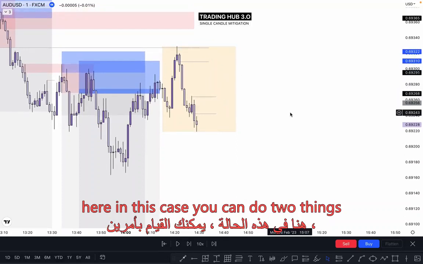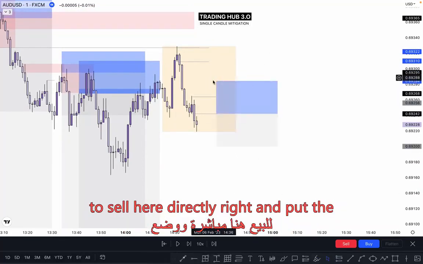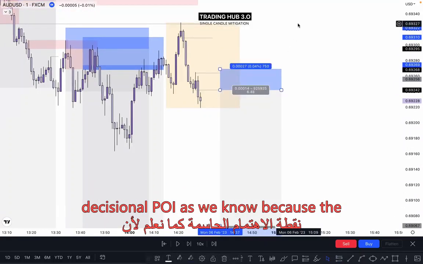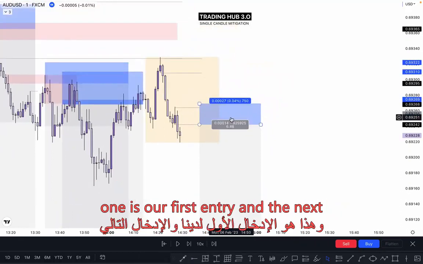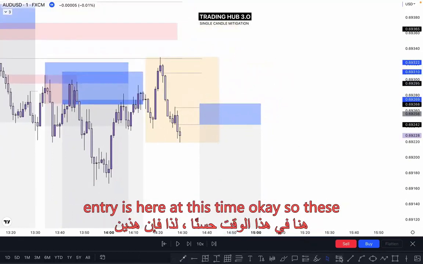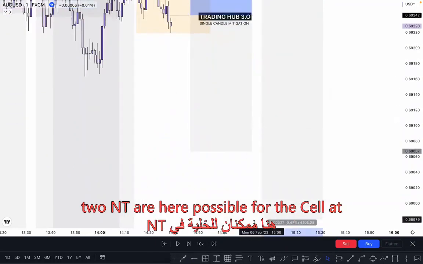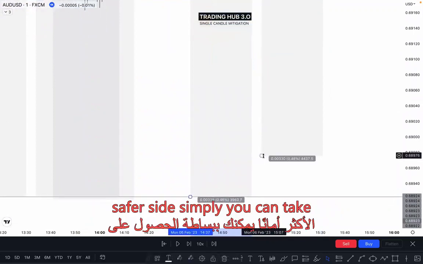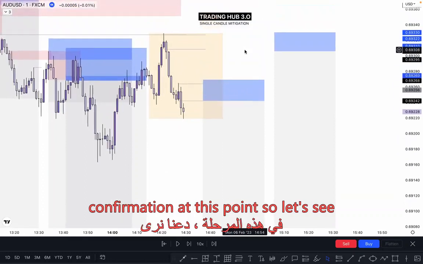In this case you can do two things. First, if you are willing to sell here directly, put the stop loss just above it, which is our decisional POI, as we know, because the next extreme POI is here. This one is our first entry, and the next entry is here. So these two entries are possible for the sell. But how can you sell on the safer side? Simply take a single candle confirmation at this point.